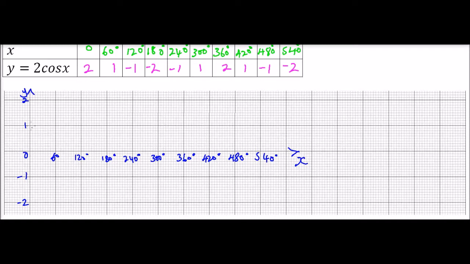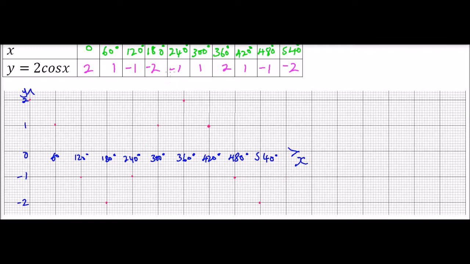From there we identify the points. So when x is 0, y is equals to 2. So when 60, it is 1. 120, it's minus 1. Then we have minus 2. We have minus 1. As they are alternating, we have 1. We have 2. We have 1. We have minus 1. We have minus 2. I think that's the last point.